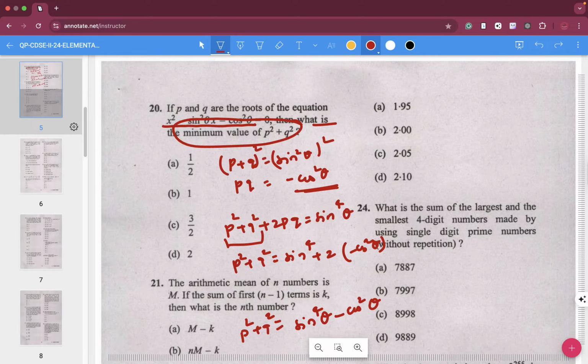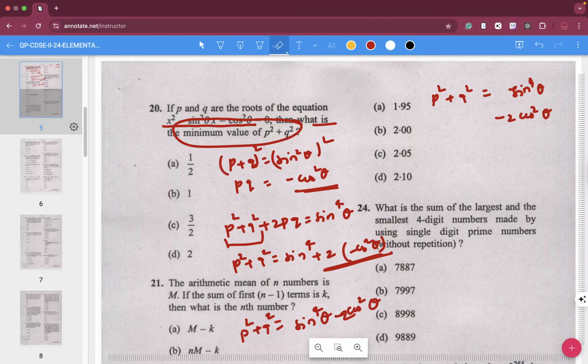Yeah, okay, so we missed minus 2 cos square theta. So minus 2 cos square theta, we have p square plus q square is equal to minus sine raised to the power 4 theta minus 2 cos square theta is what we have. Sorry, so this is what we have over here.